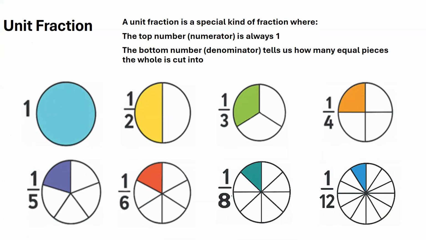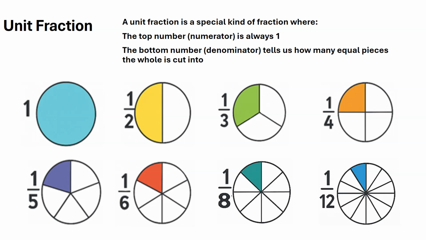A unit fraction is a special kind of fraction where the top number, or numerator, is always 1. The bottom number, or denominator, tells us how many equal pieces the whole is cut into. For example, 1/2. The circle is cut into two big pieces. Each piece is 1/2. 1/3. The circle is cut into 3 equal pieces. Each piece is 1/3. 1/4. The circle is cut into 4 equal pieces. Each piece is 1/4.